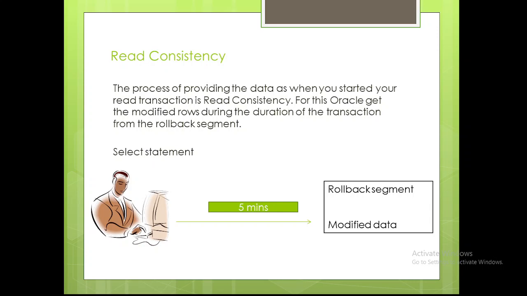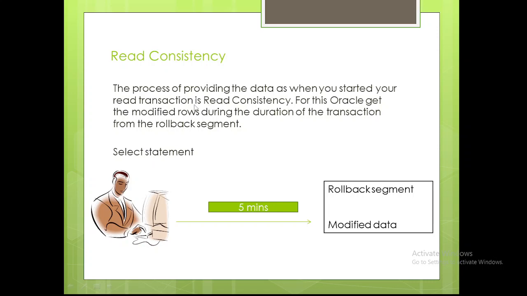We were talking about undo tablespace, and the next topic in that segment is read consistency. We already discussed what undo data is, and read consistency is where you require that undo tablespace. This is one of the reasons why you require undo data. So what is read consistency? It is a process of providing the data as it was when you started your read transaction.